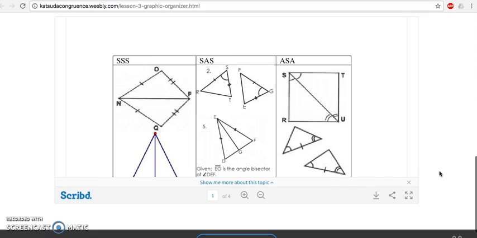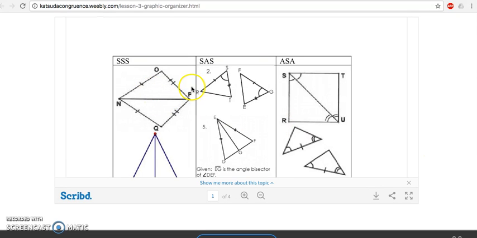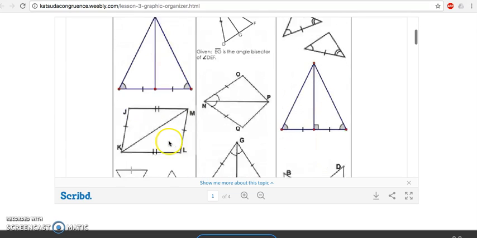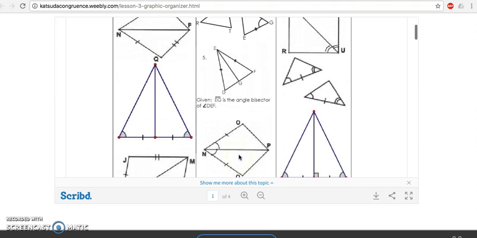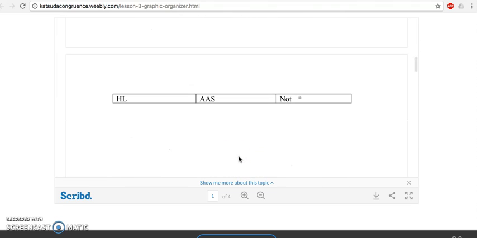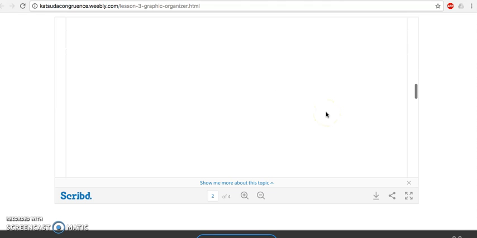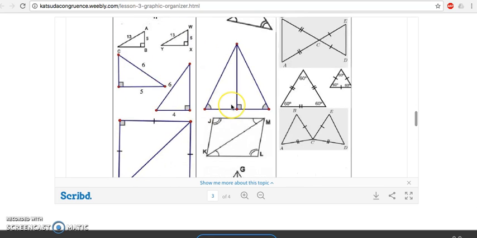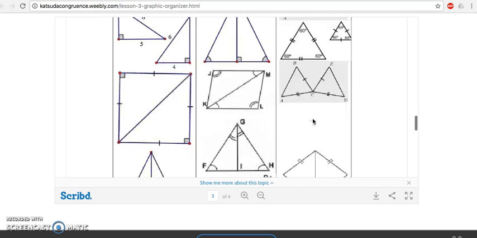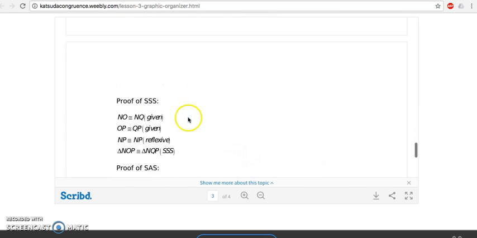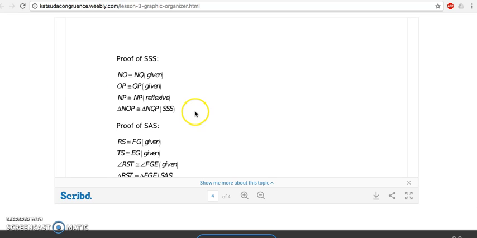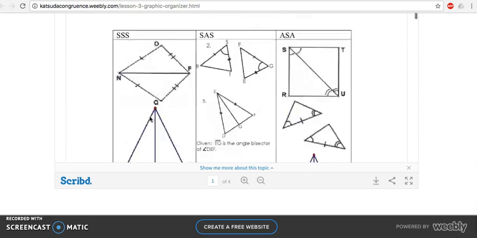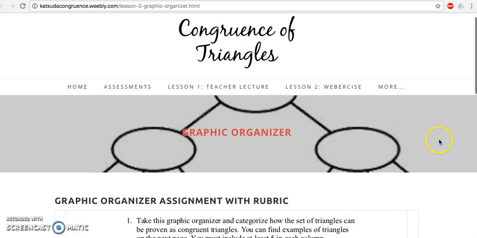So, for example, if we scroll down here, we have SSS, SAS, and ASA, and we have 5 of each. So 1, 2, 3, 4, 5. And each of them have 5. And then HL, AAS, and not congruent. Like I said, the structure kind of gets messed up, but they're right here. So HL, AAS, and then not congruent. And then we have the proofs. So the proof of SSS, the proof of SAS, and so on. So you can kind of find all of them down there. So that is a graphic organizer.